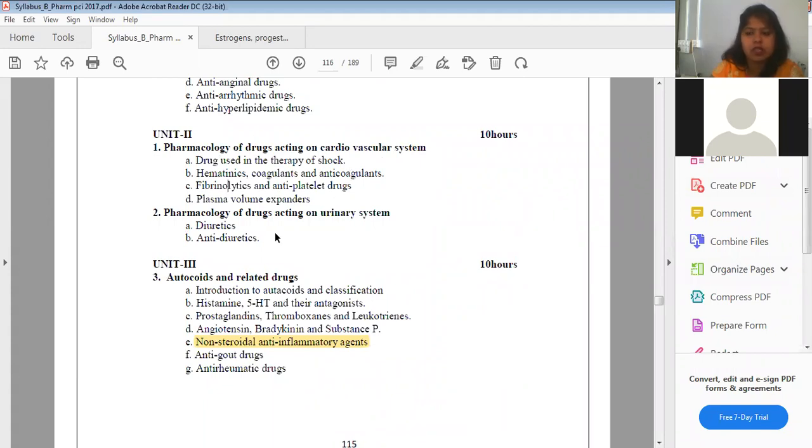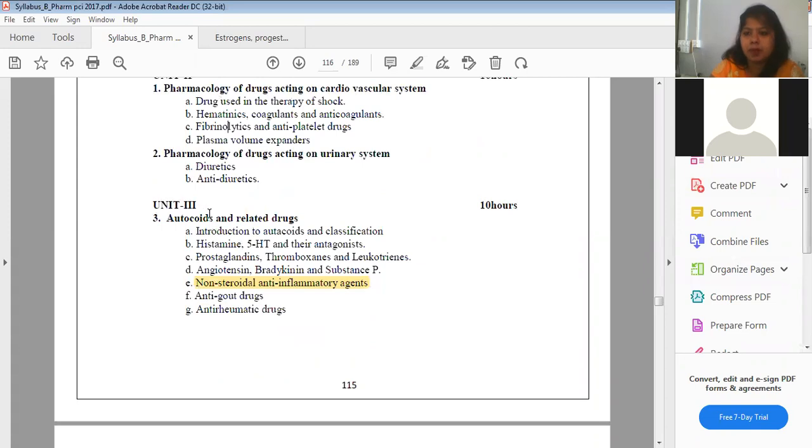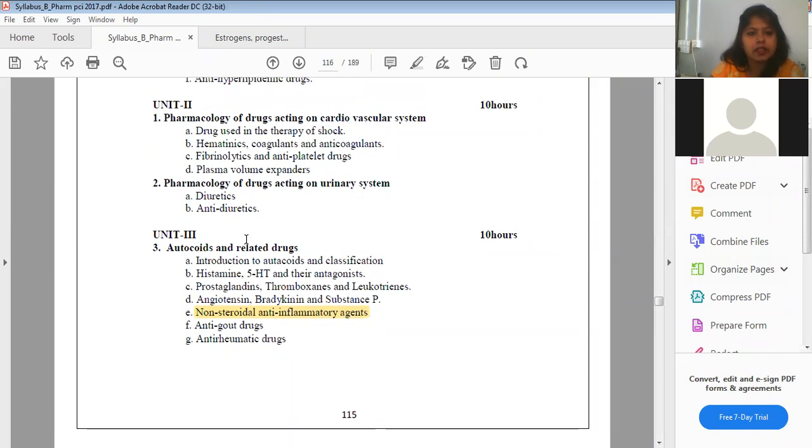These 2 units. Then when I started unit number 3, amongst that I already completed the introduction to autacoids and the histamine and antihistaminic drugs. That part from the 3rd unit is also completed by myself. Okay. Then now from the 5HT section, that is serotonin, I handed over this subject to Kale sir. So I took the total 2 units, and from unit number 3, I started the histamine.